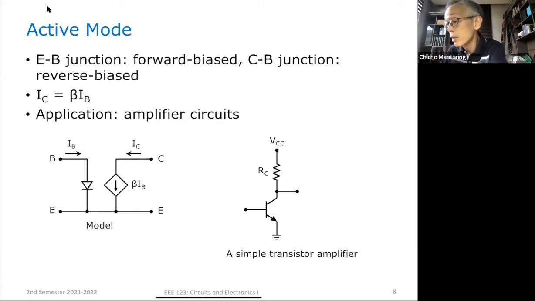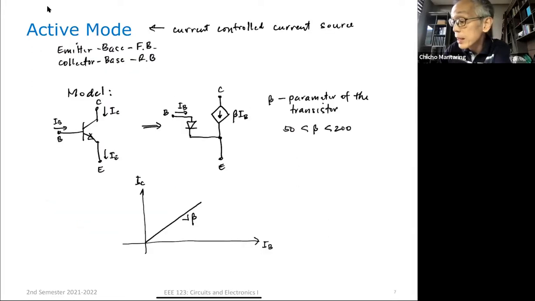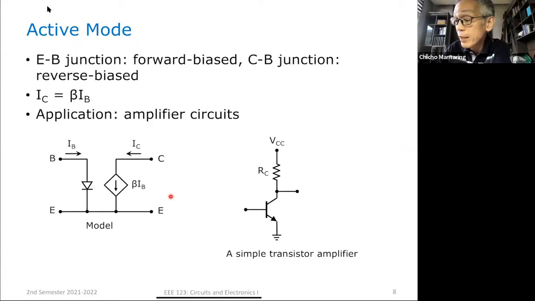Now, what is the application of your transistor in the active mode? Usually, the application is amplifier circuits. So again, this is just the model. This is the same thing as I drew here. This is my model. I just wanted to show it here with an input port and an output port. But otherwise, it's really the same thing. So IC is equal to beta times IB, and this is a typical application.